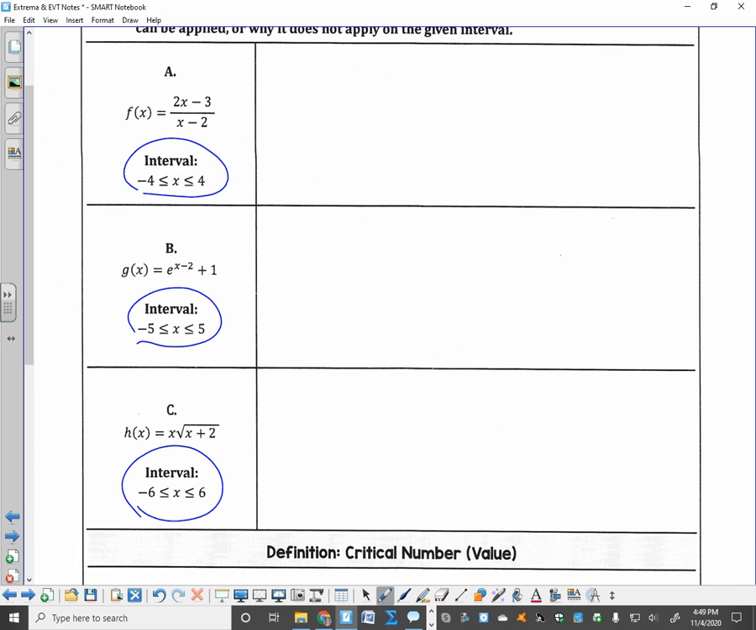C, no, you can't square root a negative. So x would have to be greater than or equal to -2 for us to not be rooting negatives. And our interval goes all the way down to -6. So no, EVT does not apply because our function is only continuous for x greater than or equal to -2, which does not apply to this function on the closed interval from -6 to 6. All right.